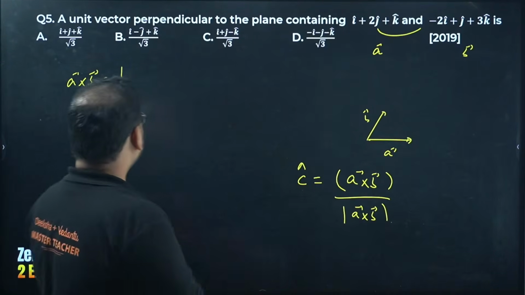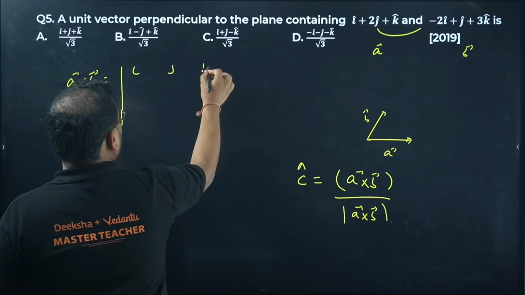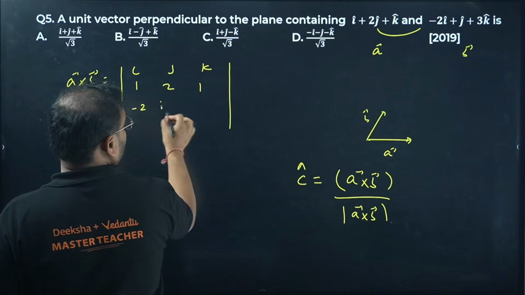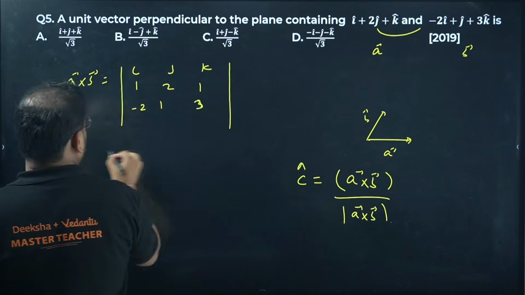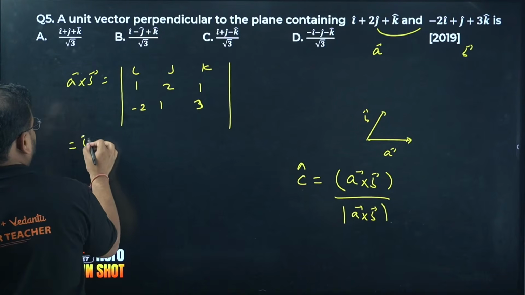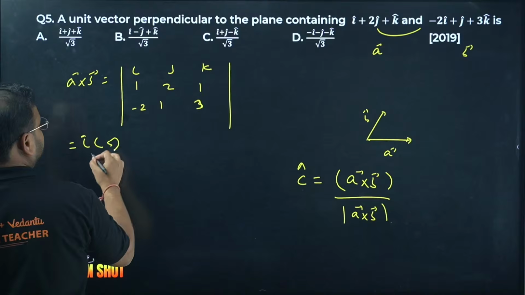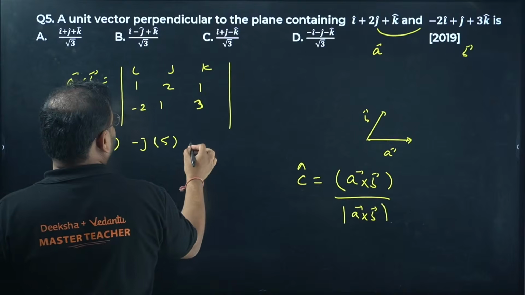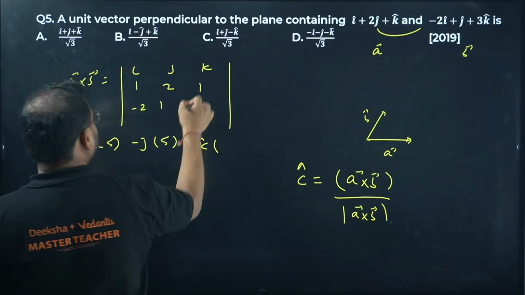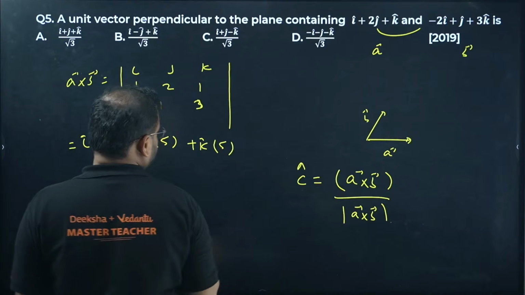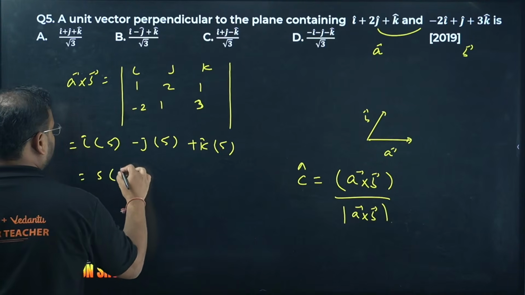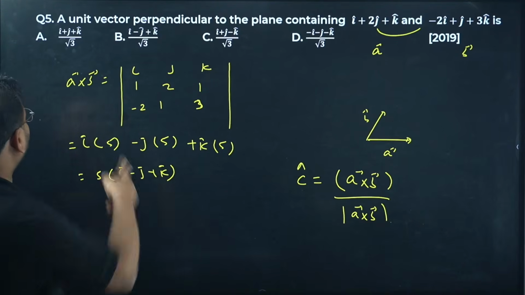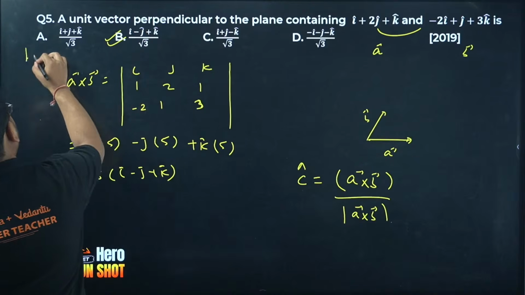So you'll have here I, J and K. Write the values 1, 2, 1, minus 2, 1, 3. Find this. I cross will be what? 6 minus 1, so 5. With minus J, you get 3 plus 2, again 5. With plus K, you get 1 plus 4, again 5. Take 5 common, you get I minus J plus K. Only one option is like this. Option B. That's your answer.